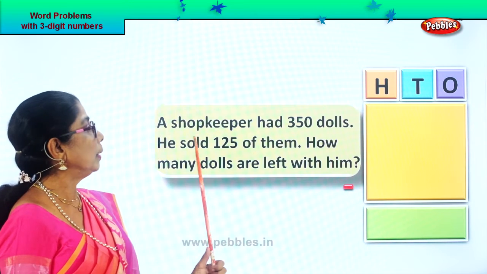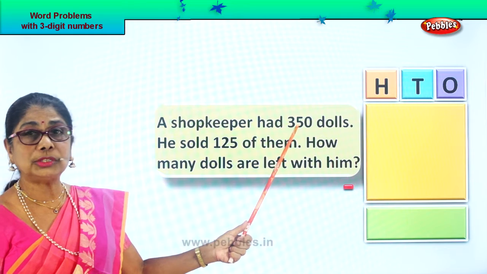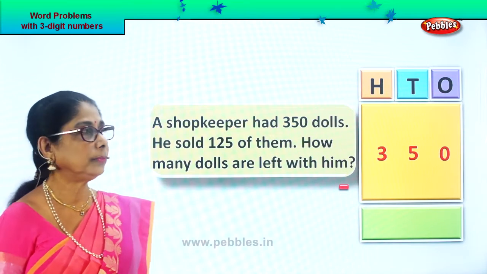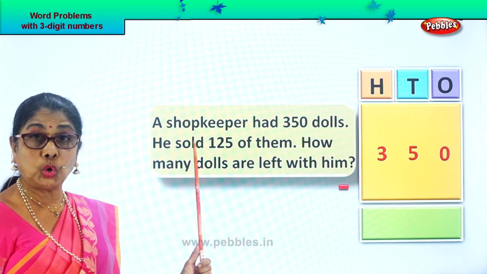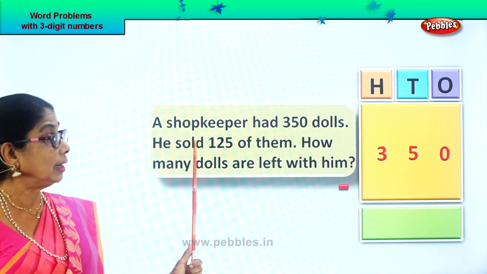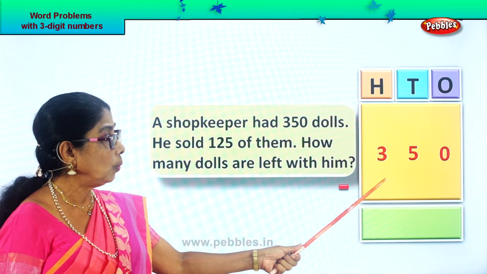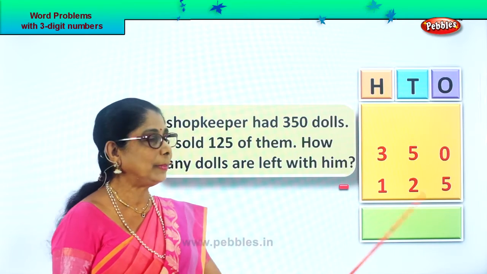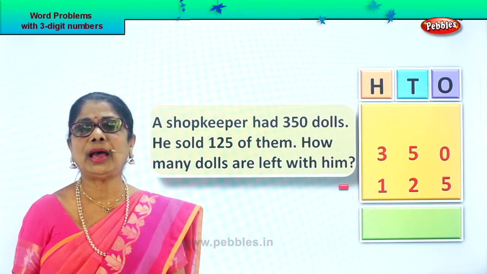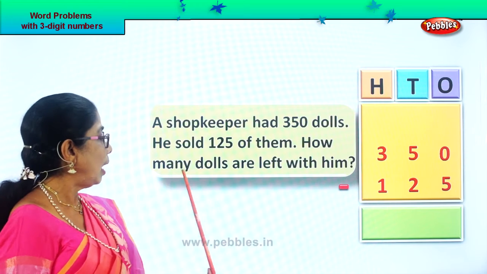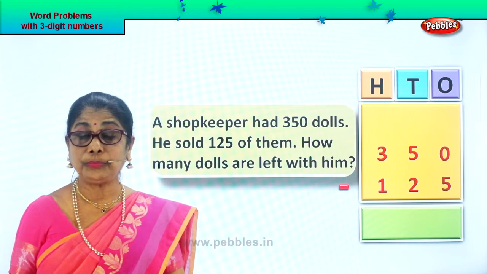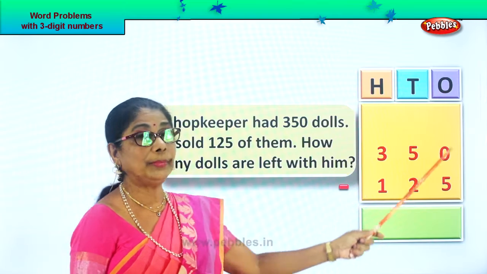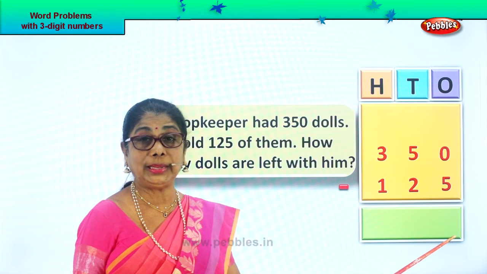The number of dolls the shopkeeper had is 350. The number of dolls sold is minus 125. So now the sum is ready for us to do. We are supposed to find out how many dolls are left with him after so much is sold out. Now, let's do it from the ones place.